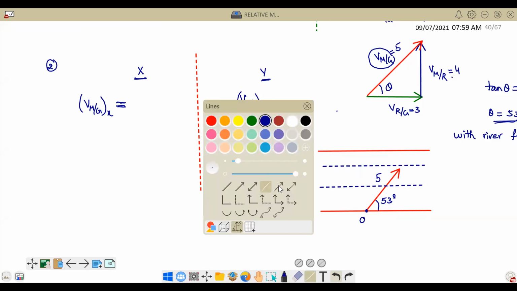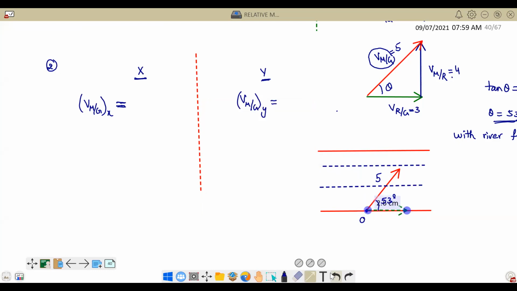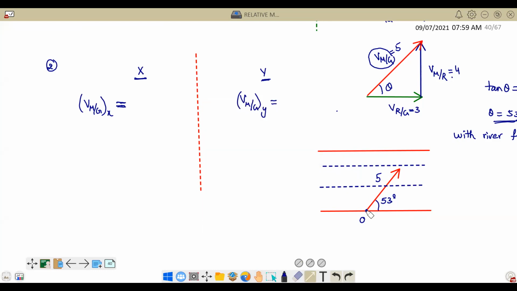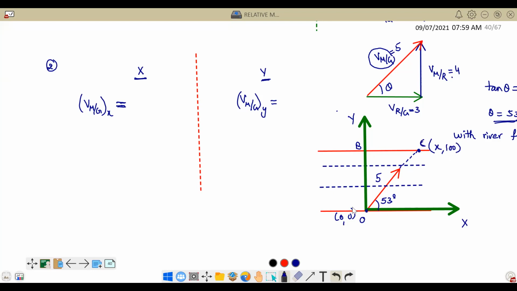So now let us resolve this into two components. First let us take this as the x direction and this as the y direction. This is called x direction and this is called y direction. And this is the origin 0, 0, and then finally he will move here. So let us say this point is B, this point is C. What are the coordinates of C? X, 100. Now tell me what are the components of this one?